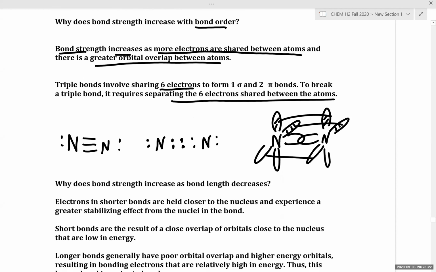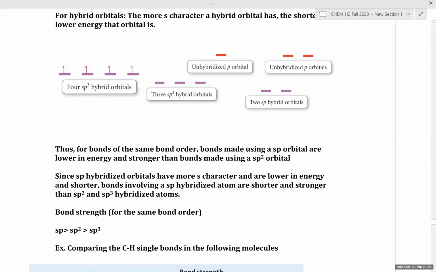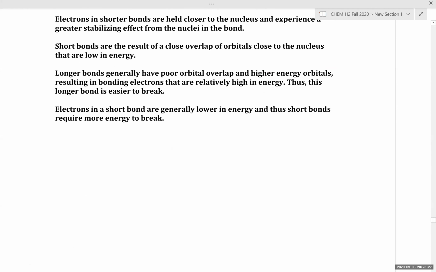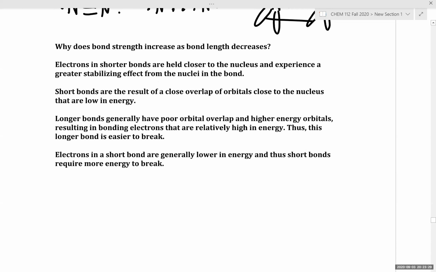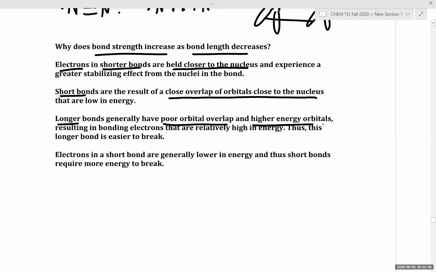Now, in terms of, one moment. So in terms of why does bond strength increase as bond length decreases? Well, electrons in shorter bonds are held closer to the nucleus, and short bonds are the result of close overlap of orbitals. Longer bonds have poor orbital overlap and higher energy orbitals, resulting in a high energy bond.